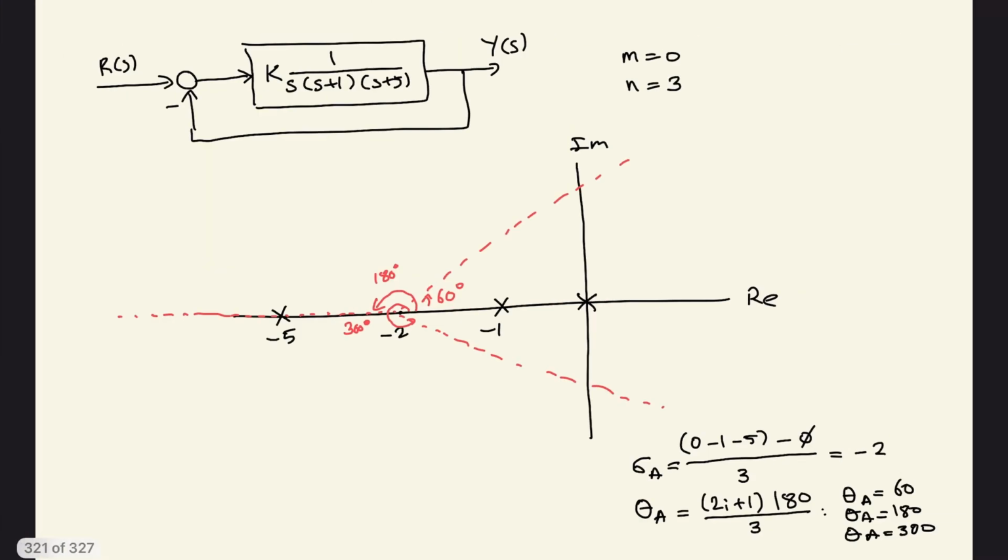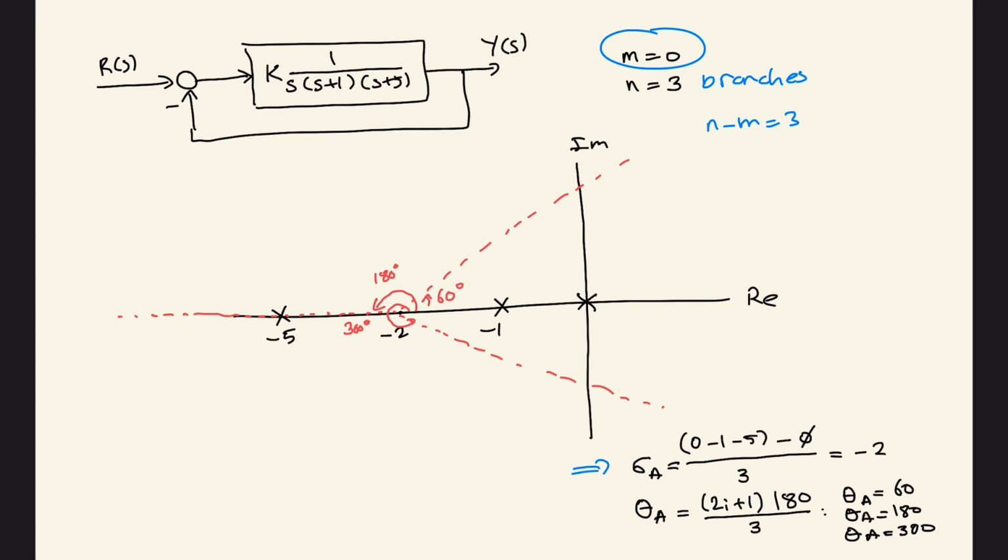Let's do an example. Let's consider this closed loop system. Here is your forward loop transfer function. You have no zero, so m is 0. You have 3 poles, so n is 3, meaning that you are going to have 3 branches. M branches will go to zeros. You don't have zeros. So the remaining n minus m, 3 branches, will follow asymptotes. So let's find the asymptotes.